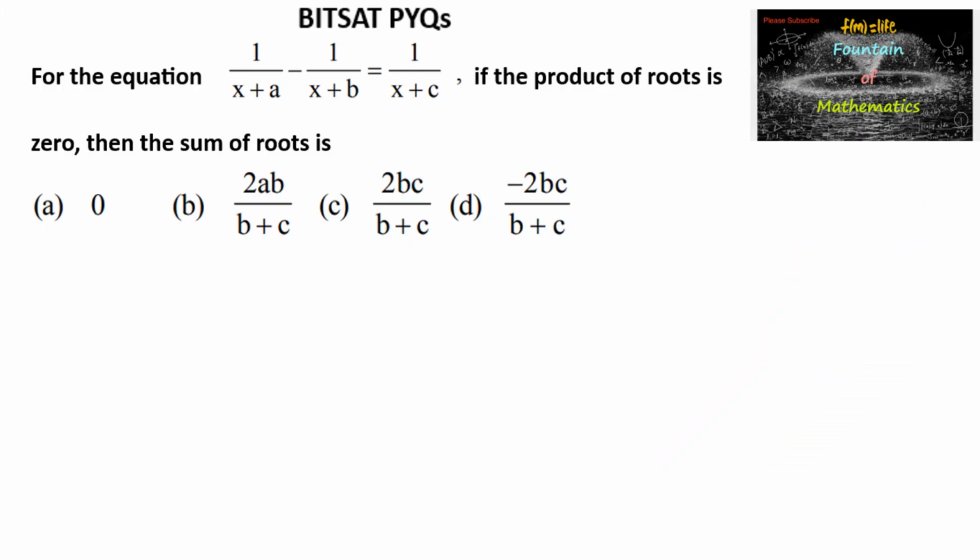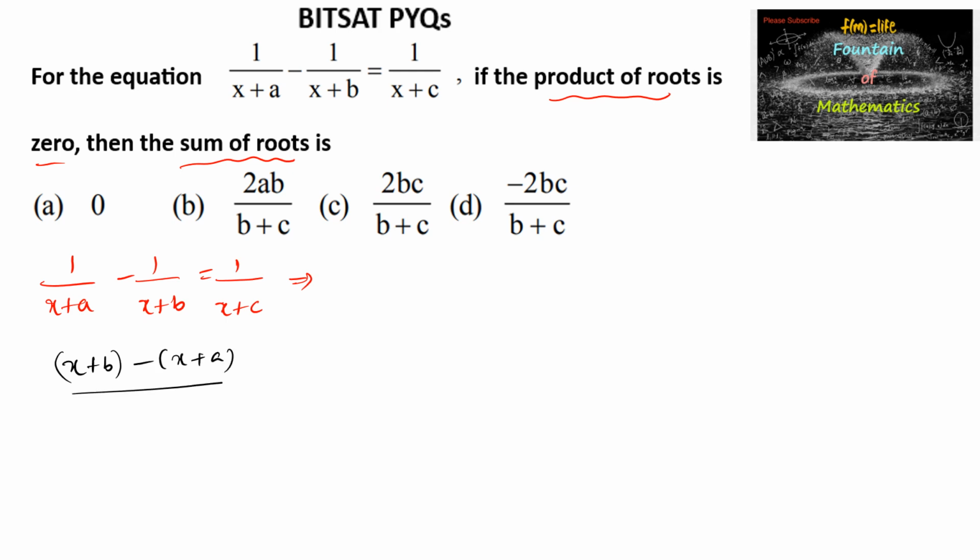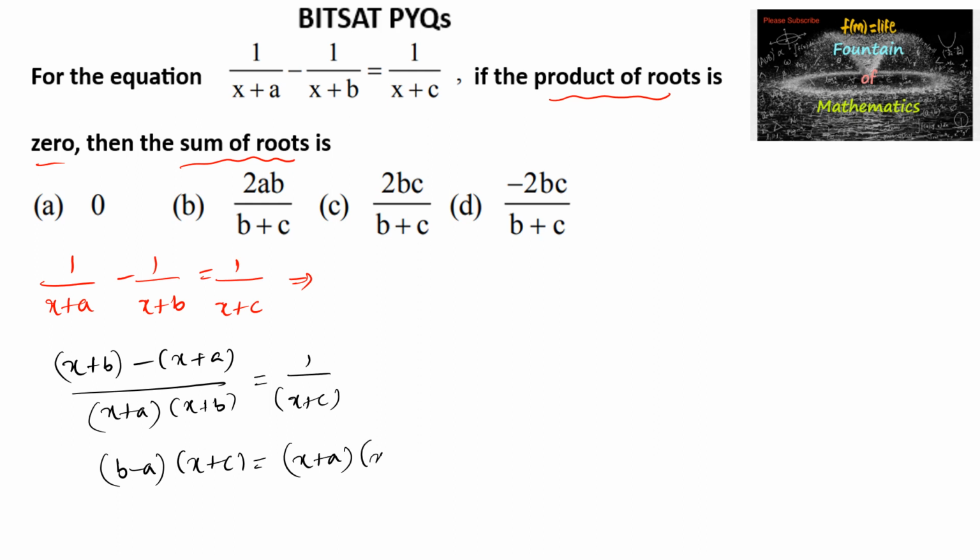Given an equation 1 upon x plus a minus 1 upon x plus b, which is equal to 1 upon x plus c, the product of the roots is 0, then the sum of the roots is. So on simplifying, we can write (x plus b minus x plus a) upon (x plus a)(x plus b) is equal to 1 upon x plus c, or we can write (b minus a)(x plus c) is equal to (x plus a)(x plus b).